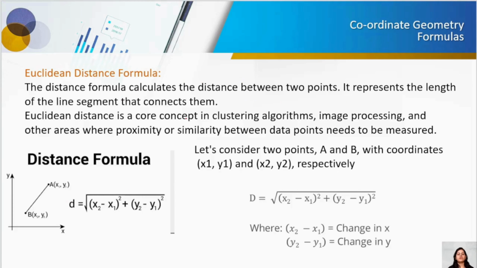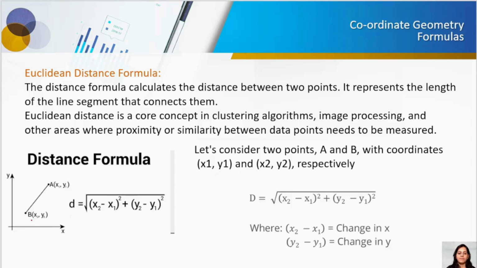Then we have something called Euclidean distance. Why is Euclidean distance important, guys? It has a core concept in clustering algorithms. Clustering algorithms are nothing but the k-means algorithm, and that is used in unsupervised learning. Unsupervised learning and supervised learning we will understand. But again, it takes an important role there, and this is the formula.